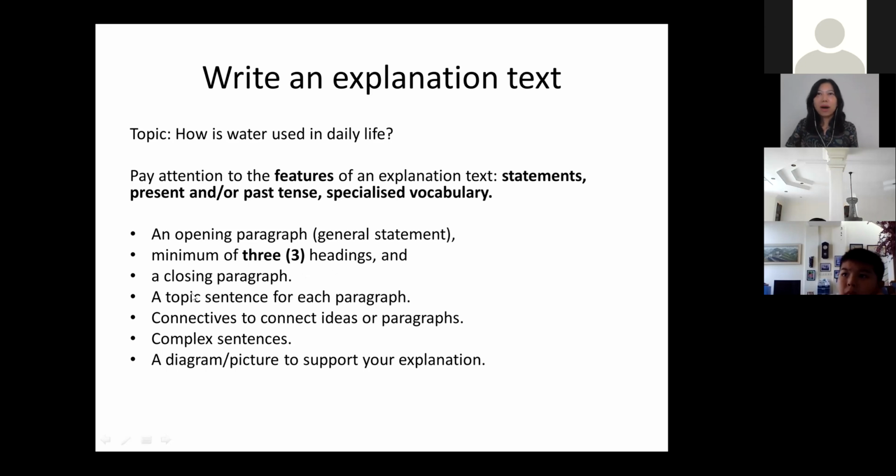All right. And then you need one closing paragraph. Remember, you need to have a topic sentence, not really for each paragraph, but at least maybe for each heading. And then connectives. You need to use connectives. You need to use complex sentences. And then don't forget a diagram or a picture to support your explanation.